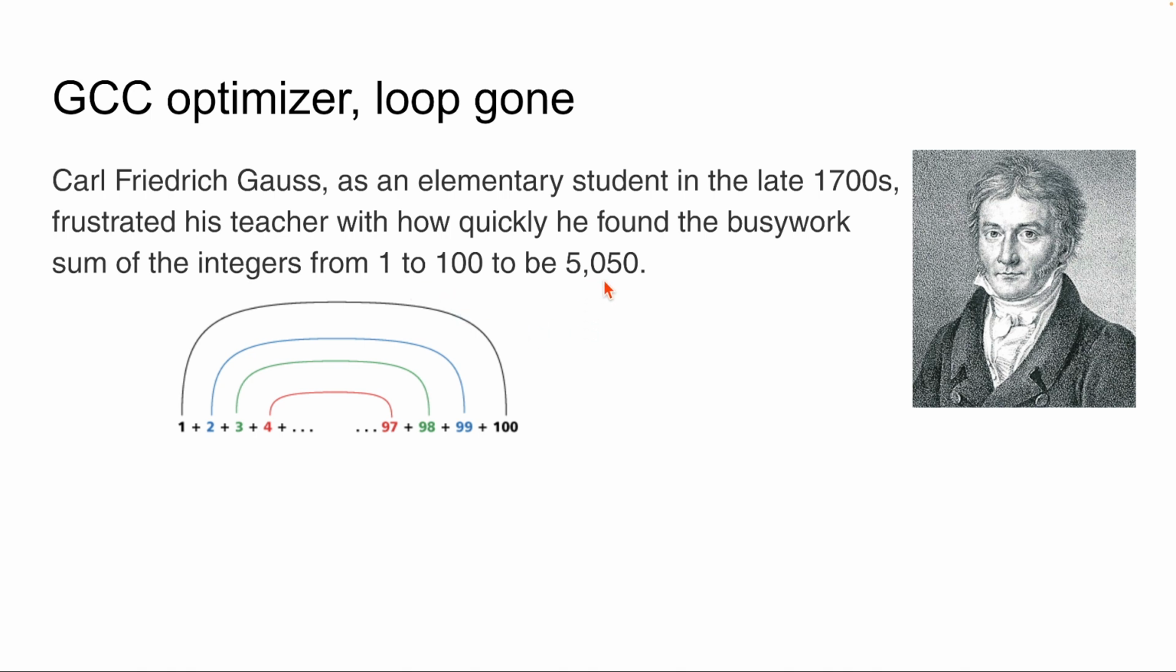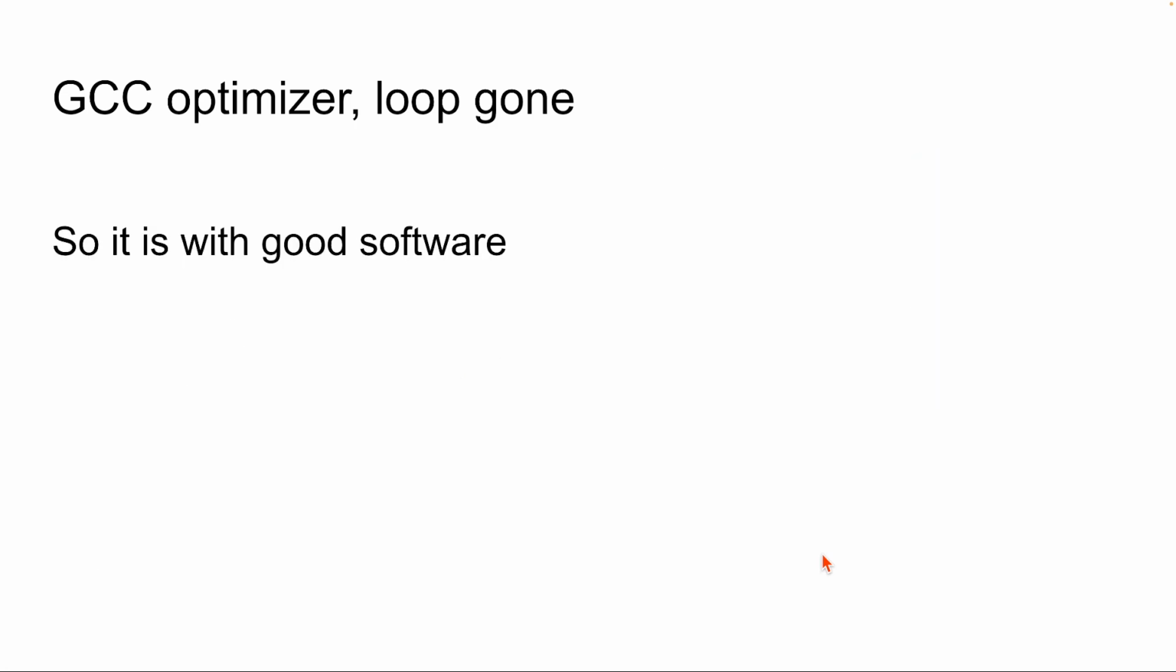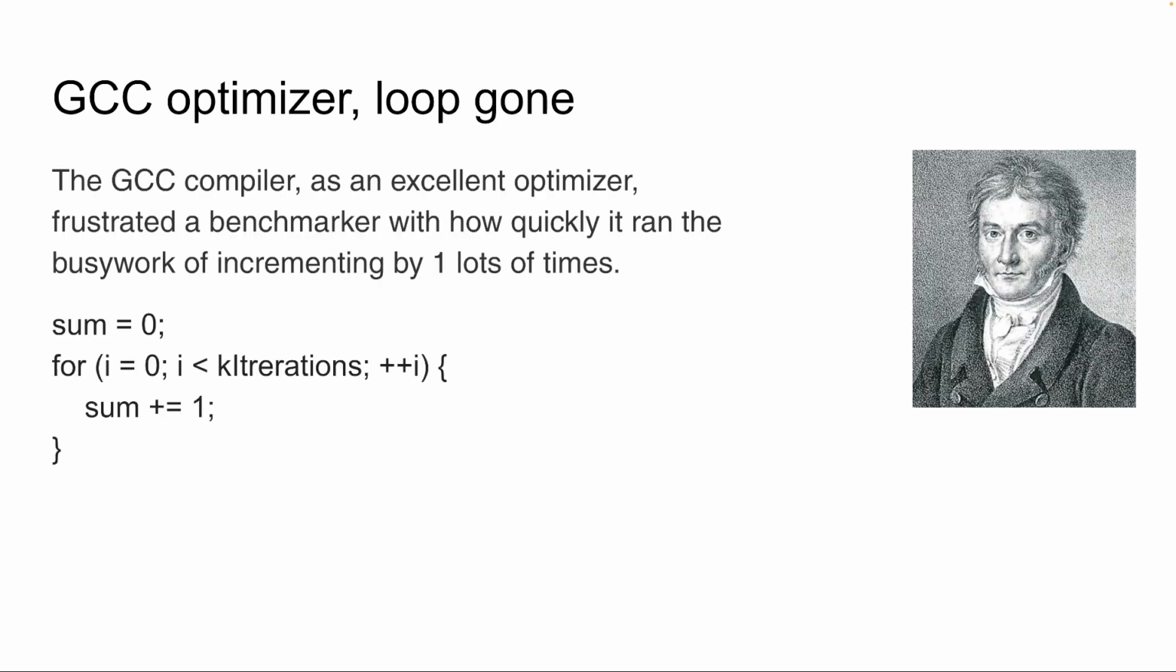the answer. He noticed the pattern that if you add the first number and the last number, you get 101. If you add the second number and the second to last number, you get 101. And there are 50 pairs of those, so 50 times 101 is 5,050, and he was done. That happens with good software and good compilers in particular.